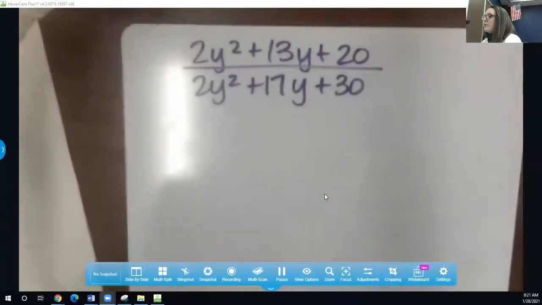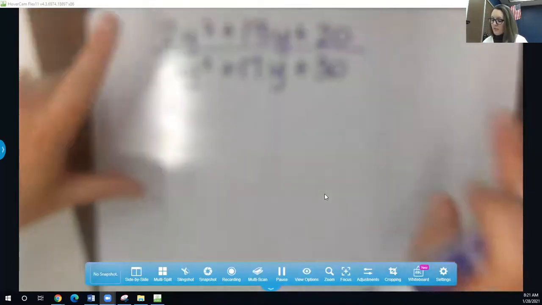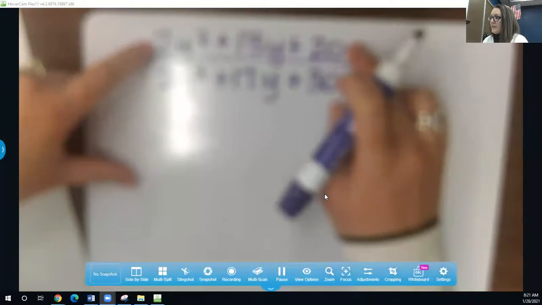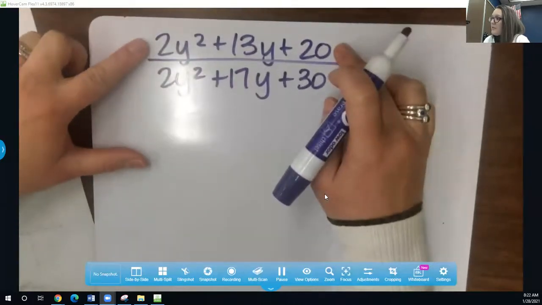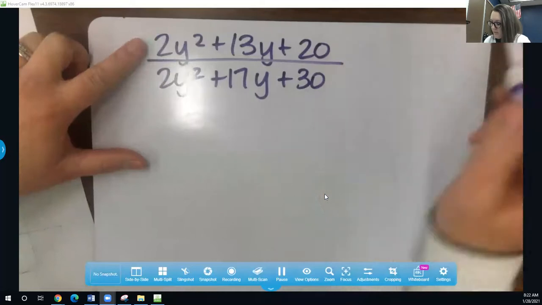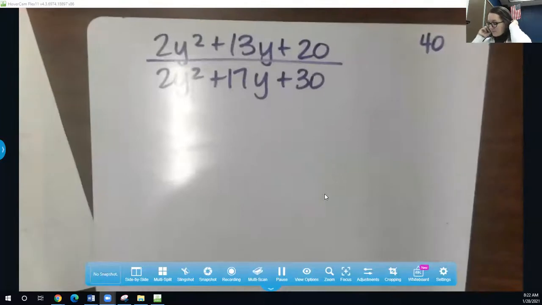Depending on how you learn to factor might help here. I like to multiply A and C and then split the middle term. It's up to you though. There we go, clearing up for us. I like to multiply 2 times 20 here, my A and C, that gives me 40, and split the middle term. So I want to know what multiplies to get 40 and adds to get 13.